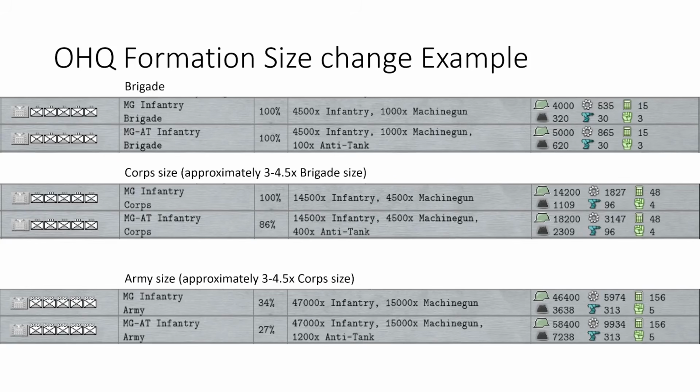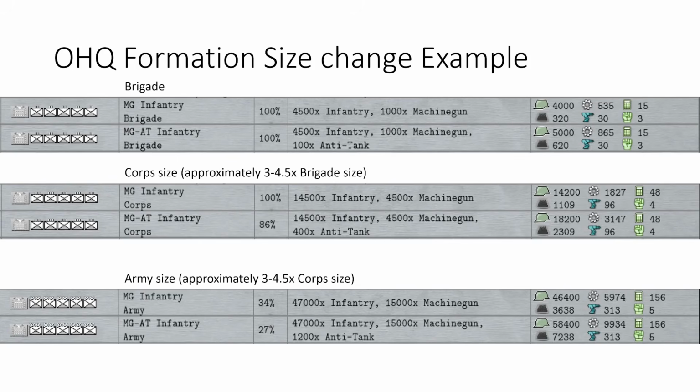OHQ formations also change a little bit with size. When you upsize them to the next size up, you get about a 3 to about 4.5 times size increase for each of the different subcomponents of subunits. It's a little inconsistent, which is why I'm showing it here as an example.